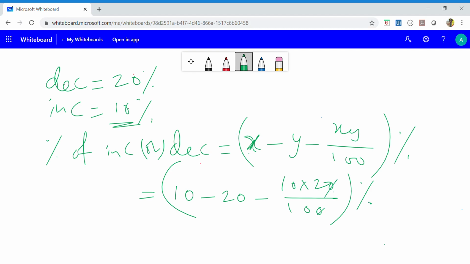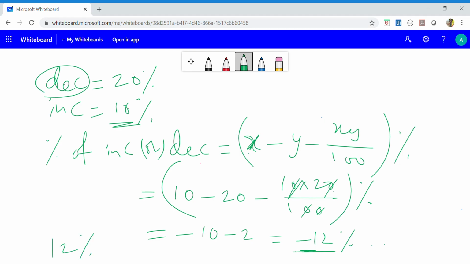So the zeros get cancelled. Next, 10 minus 20 is minus 10, minus 2, nothing but minus 12%. Minus 12 indicates, if the sign is negative, what did I say? Decreased. So on the whole, there is a 12% decrease in the salary.